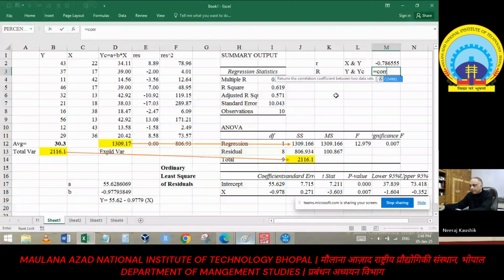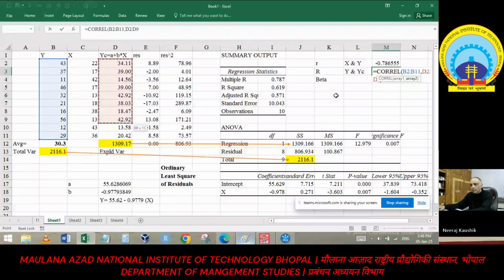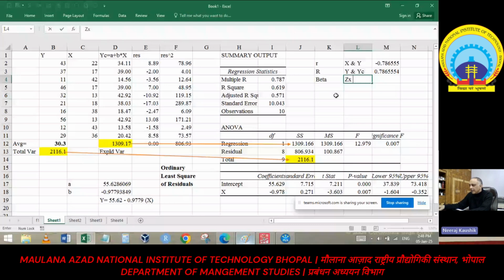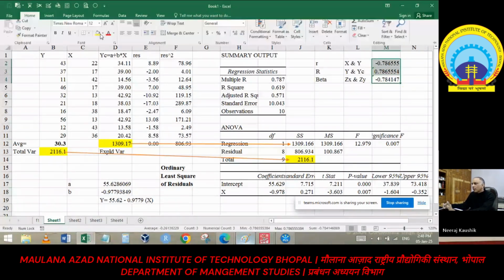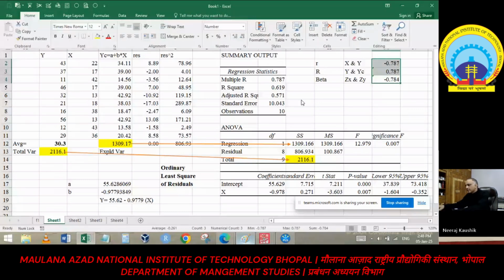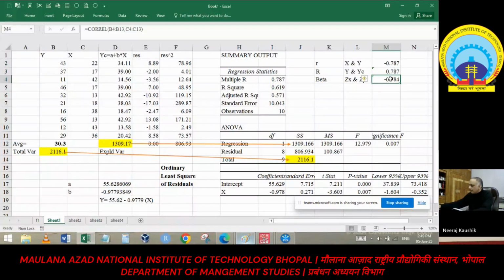So there is a Y and there is a YC. I have computed YC here. And beta is the relation between ZX and ZY. And it will be exactly the same as that of the r. So please just see that and note it down. There are the 3 terms. Minus 0.787.